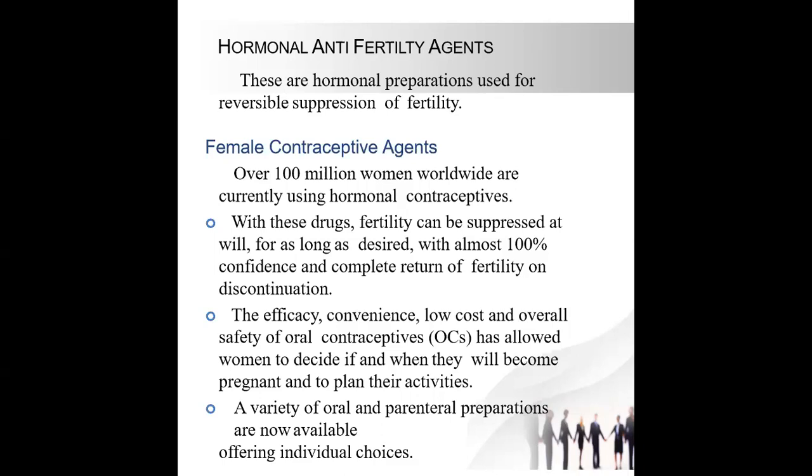So what are these female contraceptive agents? Over 100 million women worldwide are currently using hormonal contraceptives. With these drugs, fertility can be suppressed at our will for as long as desired, with almost 100% confidence and complete return of fertility on discontinuation of these drugs.